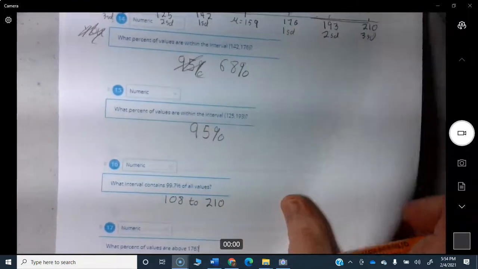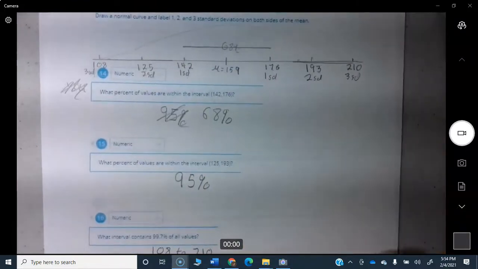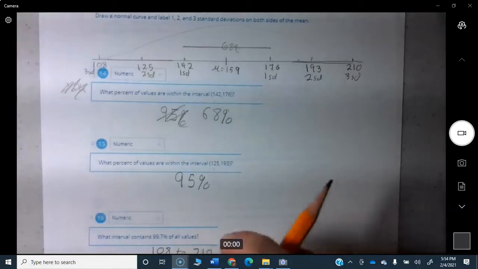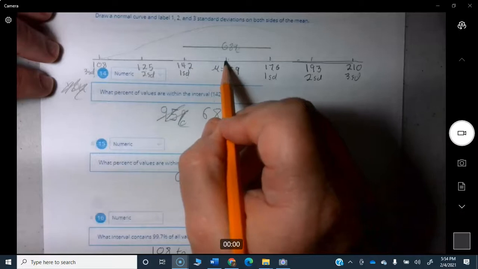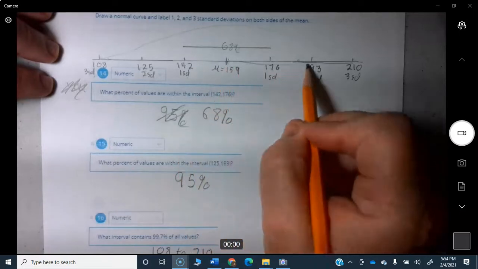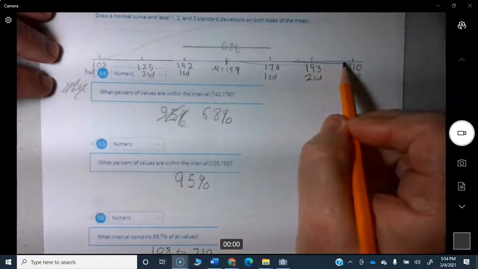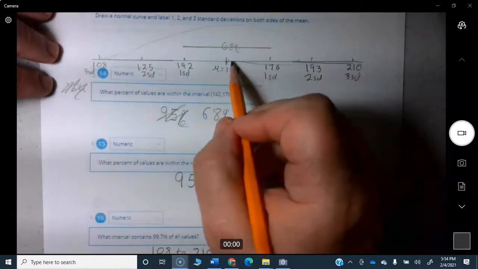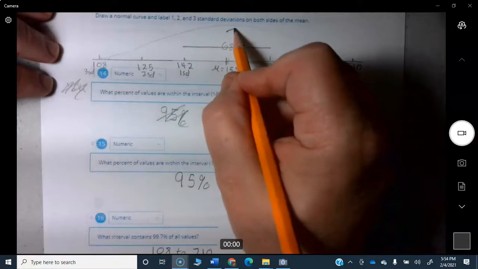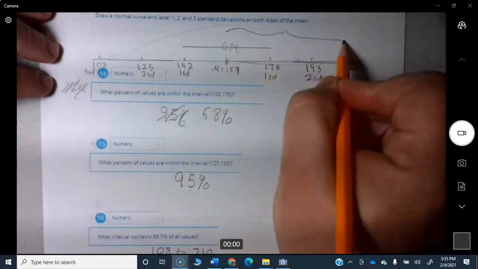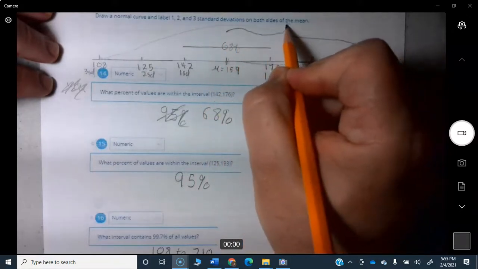What percent of the values are above 176? Okay, so let's do that one. So 176. So here's the mean. 50% of the values are above the mean. Okay, that's all you have to remember. It's always 50% is above the mean. And 34%, so I'm just going to say up here, I'll write that up here. This is 50% all the way to the end of the curve.